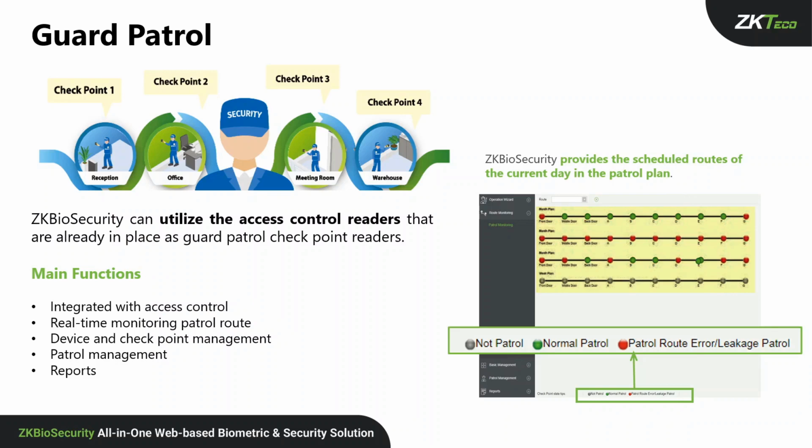And the guard patrol system. ZK BioSecurity can use the access control readers that are already in place as guard patrol checkpoint readers. It is integrated with access control, with real-time monitoring of patrol routes, device and checkpoint management, patrol management, and reports. It provides detailed reports to prove security patrols are performed regularly and on time, identifying the locations visited and the guard performing the patrol. This will be mostly useful for maintenance and cleaning people, and we can also use it for security guards in the buildings.